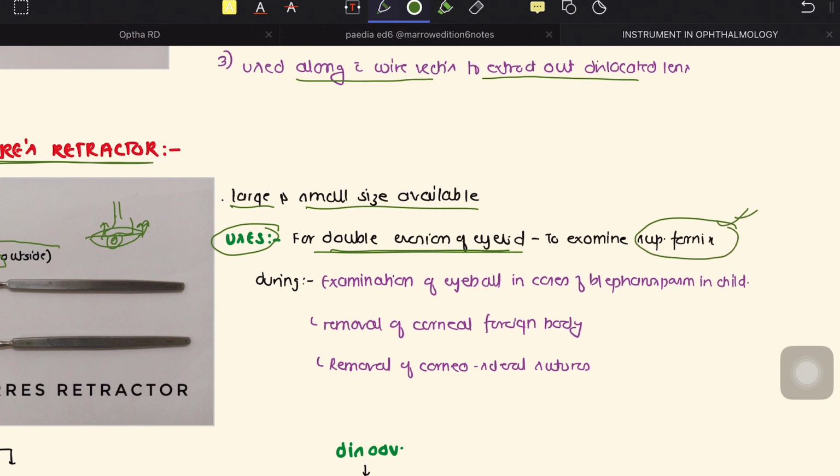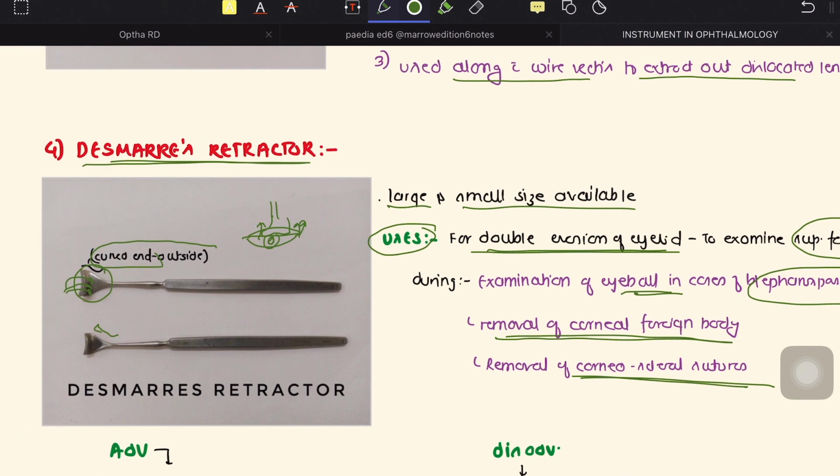It is used to examine the eyeball in case of blepharospasm in a child, as we are everting the eyelid. In children with blepharospasm, it is very difficult to evert the eyelid, so we use the help of the Desmarais lid retractor. It is also used for removal of corneal foreign body, and it can also be used for removal of corneoscleral sutures. So this is about the Desmarais lid retractor.